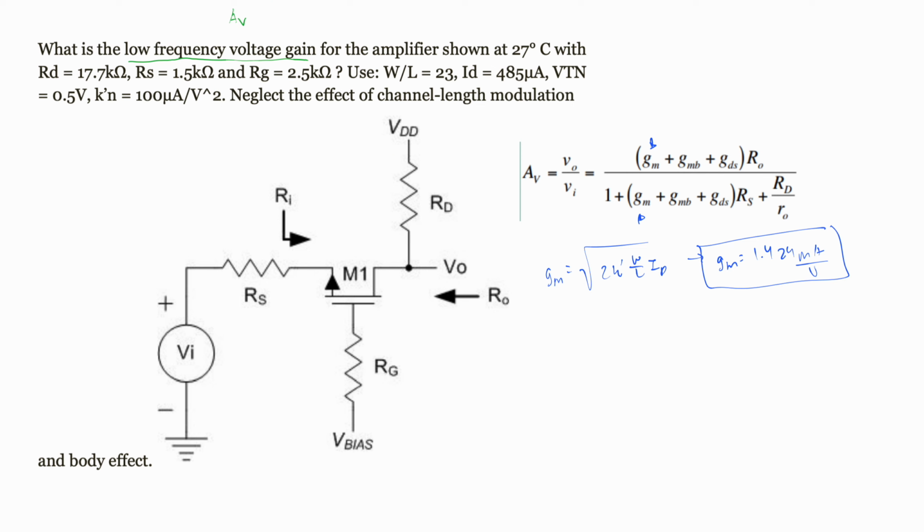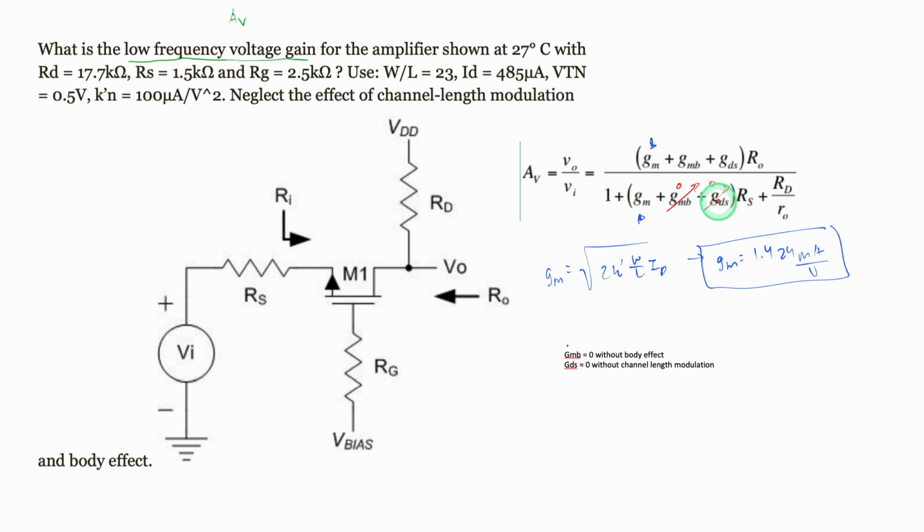Now we need to solve for our gmb. And this one is going to be a little bit different in the way we solve it. For gmb, we are going to say that it is 0. So gmb is equal to 0, and this is without the body effect. Now, what about our gds? Well, gds is also equal to 0, and this is without the channel length modulation. Notice how it tells us to neglect the effect of the channel length modulation here, and it's a gmb without the body effect here. So with these in mind, that means that our gmb and our gds are going to zero out.